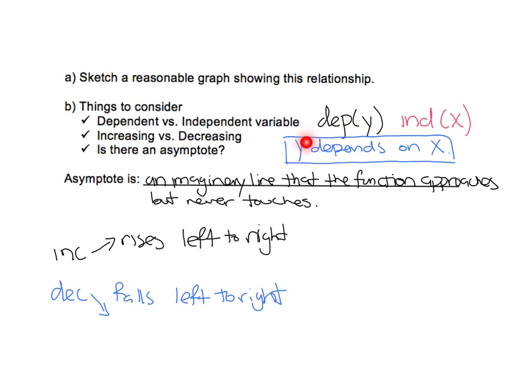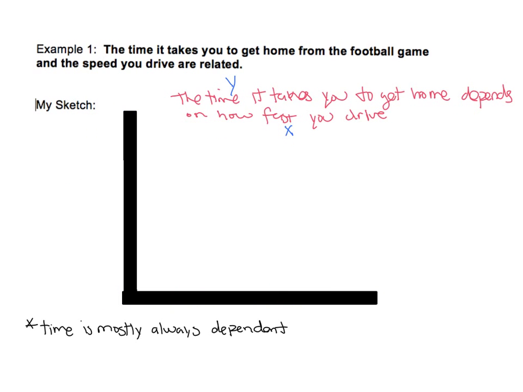And anytime you see the words "depends on," it's usually the dependent value that depends on your independent value, okay? Increasing versus decreasing. So remember, increasing means that it rises from left to right. Decreasing means that it falls from left to right. And is there an asymptote? Asymptote is an imaginary line that the function approaches but never actually touches. So let's jump right on in.